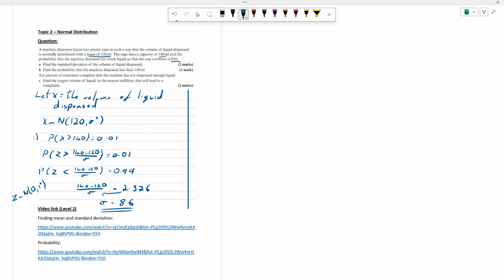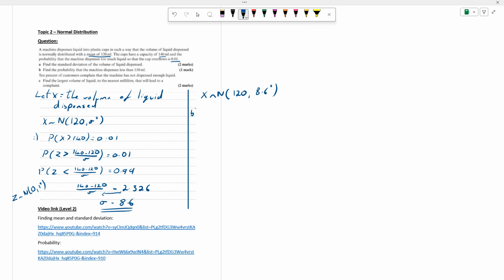Find the probability that the machine dispenses less than 110. The first thing I'm going to do is go back to my distribution and rewrite it out. So it's 120 and then 8.6 squared. If you rounded it to something different, your answers might be slightly different from here on out, but they should be roughly around the same point.